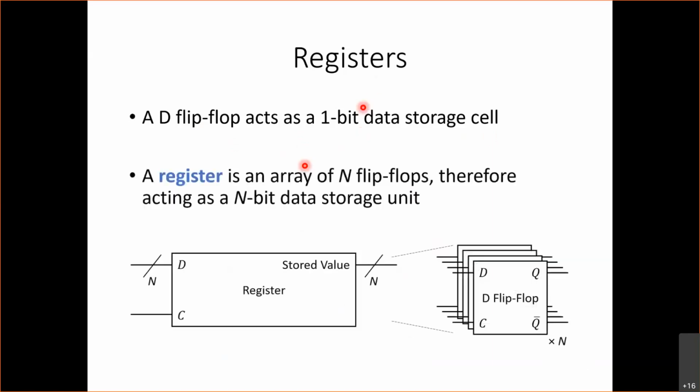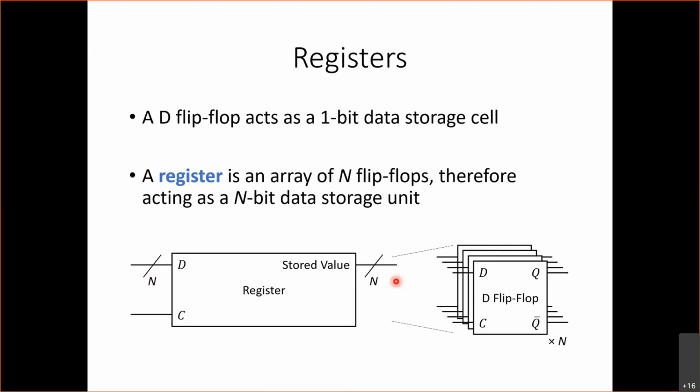A register is an array of n flip-flops, and therefore a register acts as an n-bit storage cell. So if I take n different flip-flops, connect them, make them act as one unit, and give them all the same clock, we can think of these n D flip-flops as being one register that stores n bits. It takes n bits, takes a clock, and gives you n bits as output. Here we're using the bus notation. So this is what a register is: a circuit that stores an n-bit value, implemented by combining n 1-bit flip-flops.